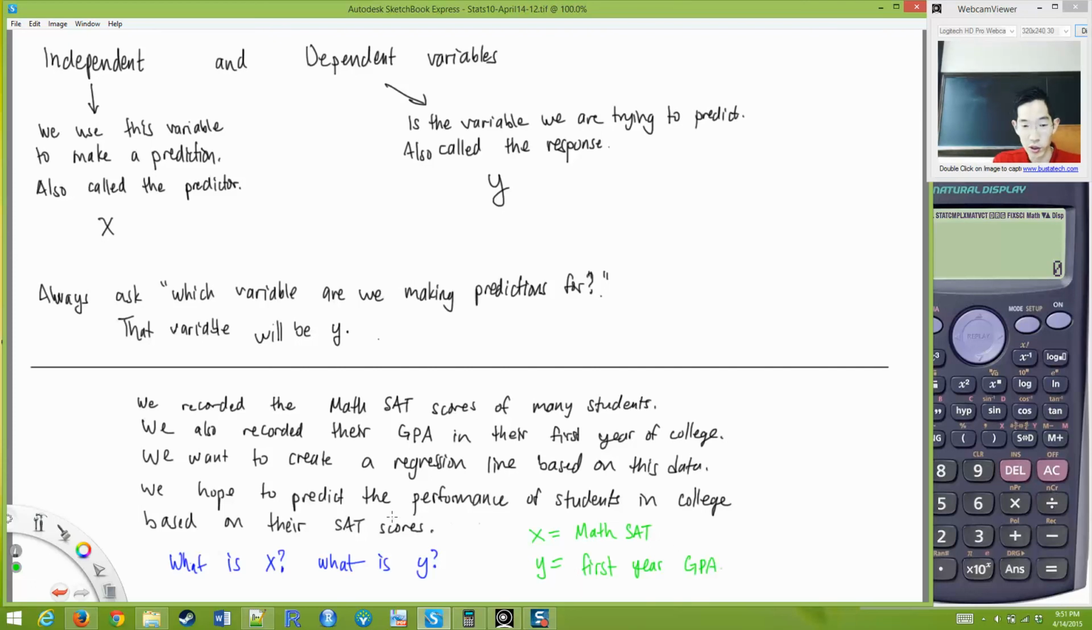Okay, because we're trying to predict performance of students in college, which will be their GPA, based on their SAT score, okay? So that will be the math SAT.